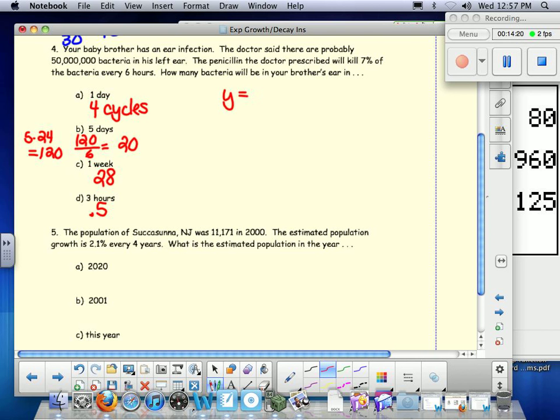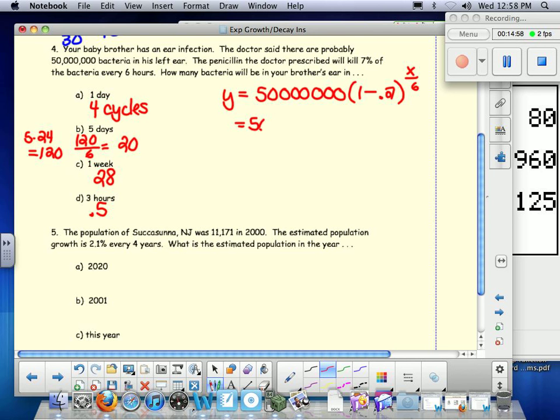What does our exponential function look like? Y equals this part. Let's see, 1 minus 0.07. Is it the 50? Close. 50 million. We need to start with our initial value, so how many bacteria are in little brother's ear? Okay, and is it an increase? Are we killing or keeping? We're killing. We're trying to decay, we're trying to get rid of them, so it's 1 minus 0.07, and our time has to be divided by 6, which we already did. It would be 0.07, thank you very much.